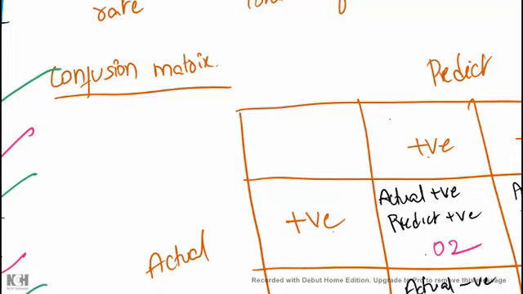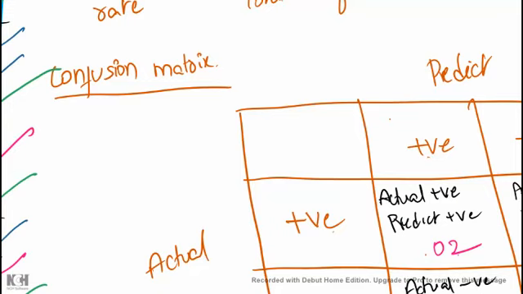And how many records are actual negative and predicted also negative? 1, 2, only 2. Oh, this is 3. 3 records. Now if you total 0, 2 plus 1, 3, 3 plus 4, 7, 7 plus 3, 10, 10 records.